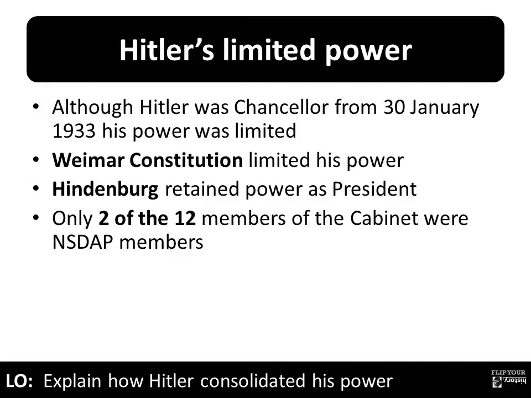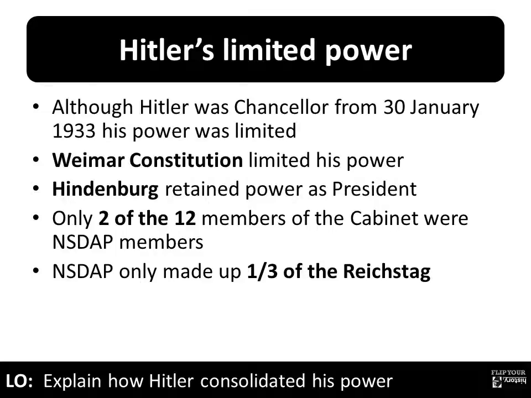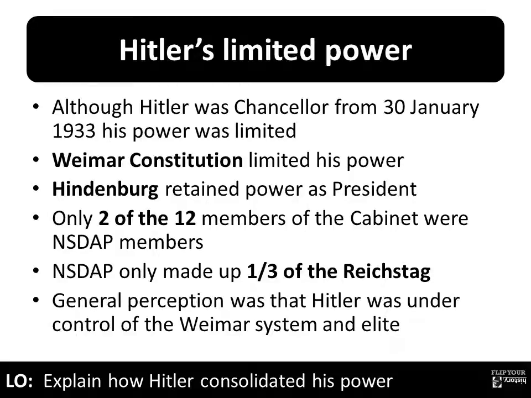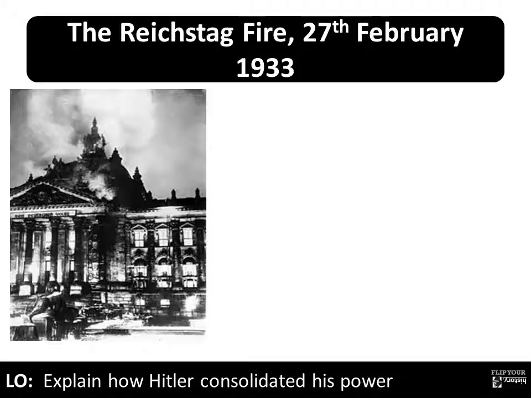Only 2 of the 12 members of the cabinet were actually Nazis or NSDAP members, Wilhelm Frick and Hermann Göring. This meant the cabinet could dominate Hitler, including the influential von Papen as Vice-Chancellor. And the NSDAP only made up 1/3 of the Reichstag. So the general perception was that Hitler was under control of the Weimar system and elite. And in fact, the New York Times observed that the composition of the cabinet leaves Hitler no scope for his dictatorial ambition. But soon they would all be proved wrong.